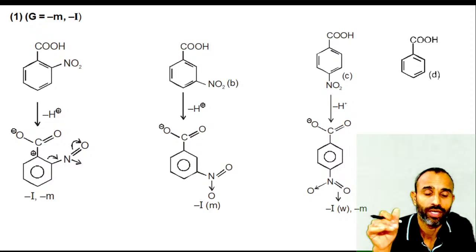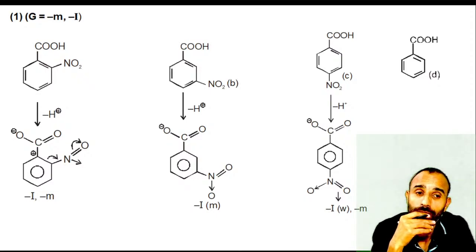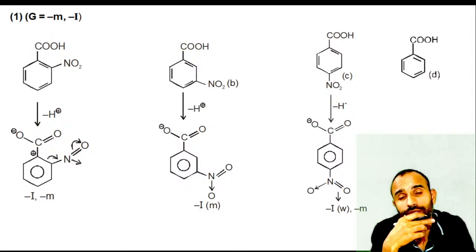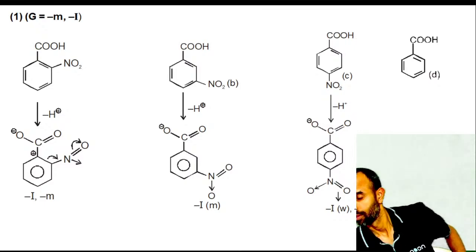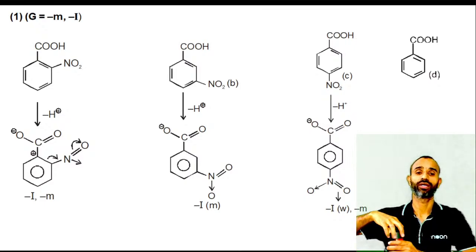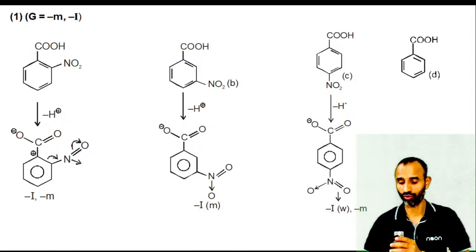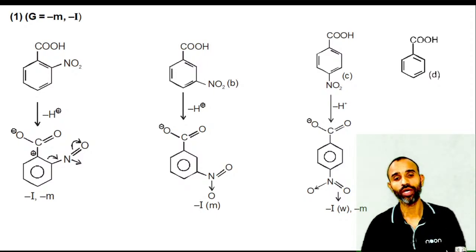Okay, these are nitro groups. So at ortho and para position, nitro group has minus I as well as minus M effect, minus R effect, but at meta position it has only minus I effect. So tell me, what is the order of acidic strength?